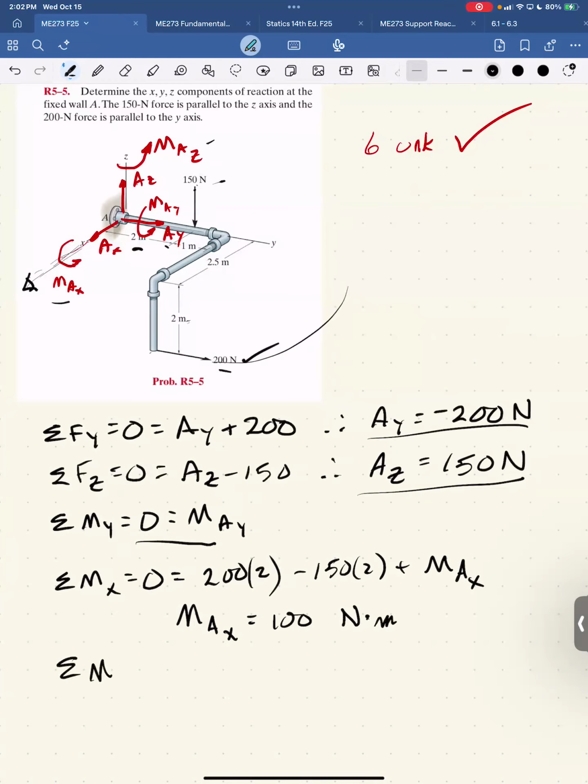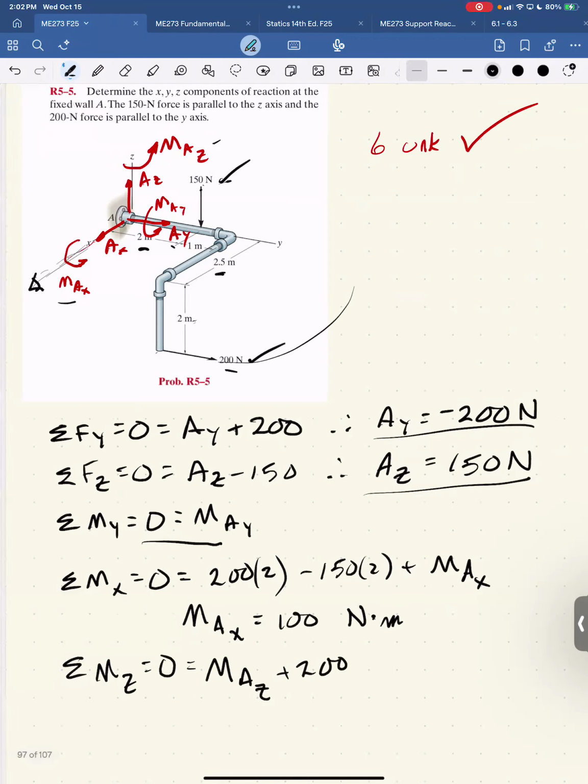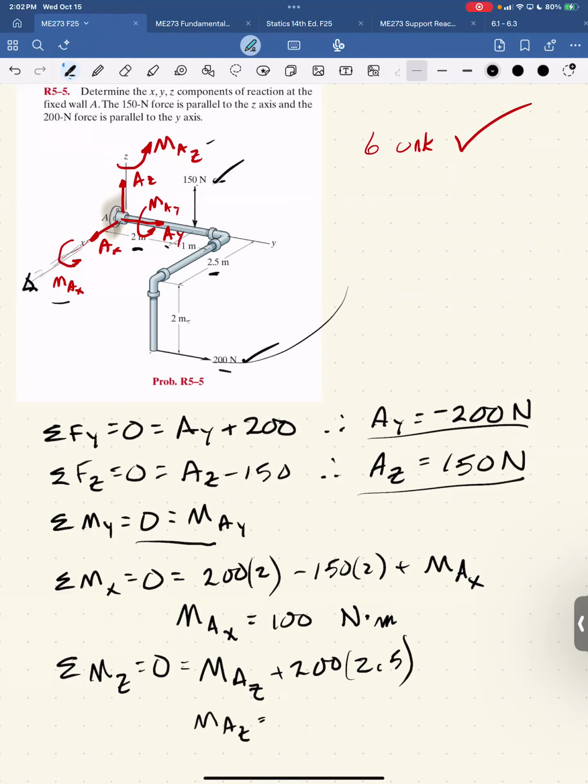And lastly, sum moments about Z, set that equal to 0. So I have the unknown reaction at A, the moment reaction in the Z direction at A. The 150 Newton load is parallel to the Z axis, so no moment. The 200 Newton load is 2.5 meters away from the Y axis, so it gives a moment about the Z axis. If you look down here, it's going to be a positive moment, so plus 200 times 2.5. So the moment at Z is minus 500 Newton meters.